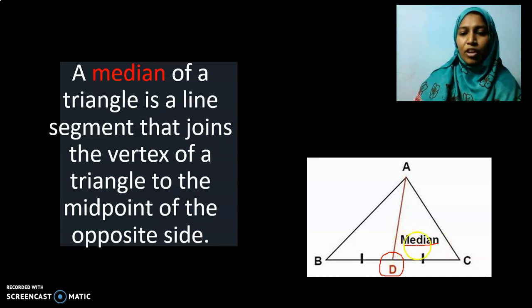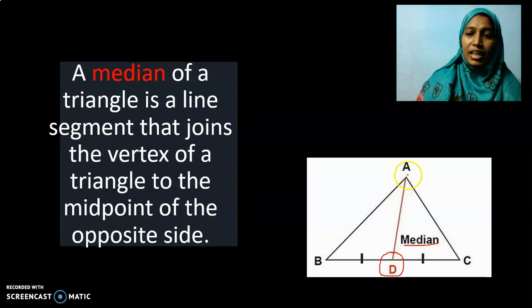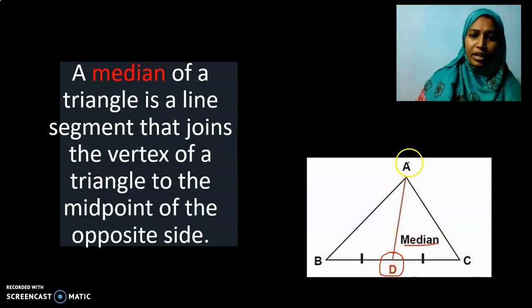What is the new word that we are learning today? Median. The median of a triangle is a line segment. It cannot be extended beyond that, beyond A or beyond D. It's a line segment that joins the vertex of the triangle to the midpoint of the opposite side.